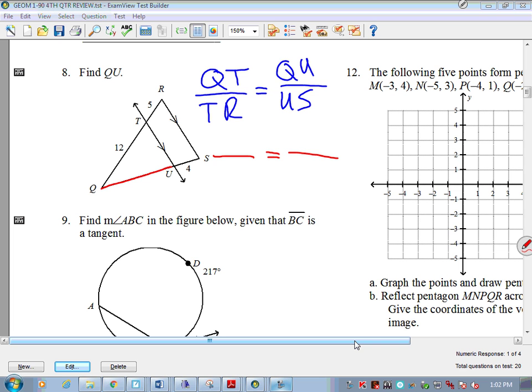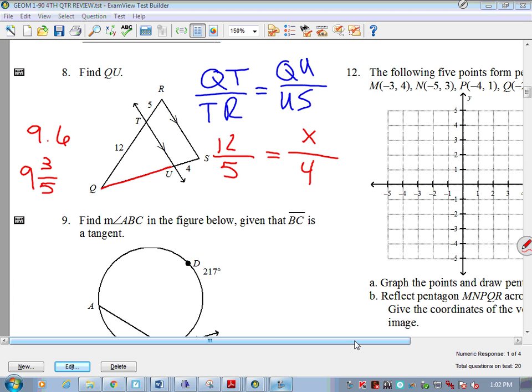QT is 12 over 5. QU we don't know. US is 4. So cross multiply and divide. We want 48 divided by 5. What does that come out to? What's that? 9.6? What was the answer at the bottom? 9 3/5, because 0.6 is 6 over 10, so 9 3/5.